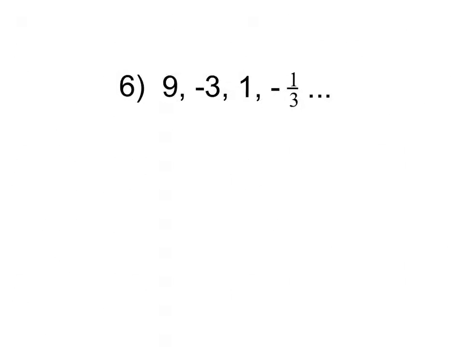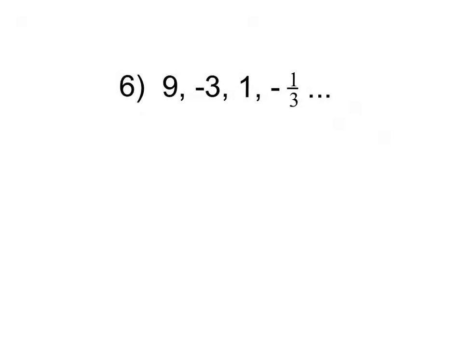Like to go from 9 to negative 3. Okay, put negative 3 minus 9 in your calculator and see what you had to go down to get there. So that's negative 12. So now do 1 minus negative 3 and see if you get the same difference again. Nope. Okay, so it's not arithmetic. We're not adding the same number over and over and over again.